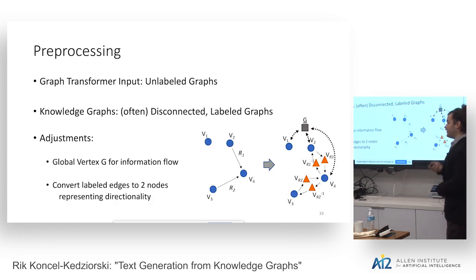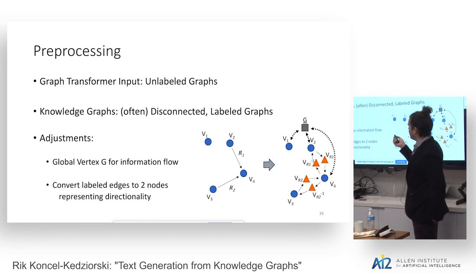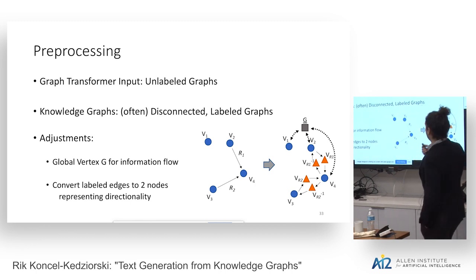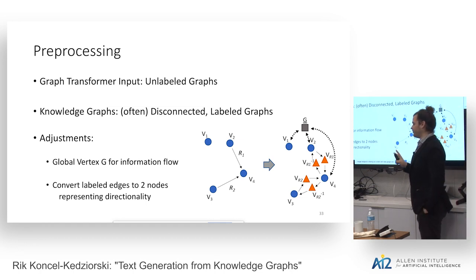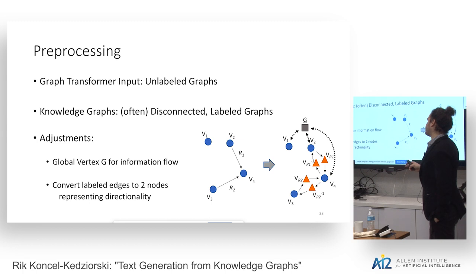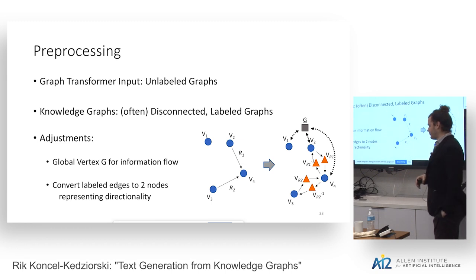The first thing is we have to get our graphs into here, right? So we need to pre-process our graphs. Now, like I said, the graph transformer takes unlabeled graphs, but our knowledge graphs are often disconnected and labeled. So how we're going to deal with that is we're going to do two modifications to the graph. First is, in order to connect the graph, and this is not a necessary step, but it's good for our task, we're going to add a global vertex G, which connects to all of the vertices and allows for information flow between all vertices in the graph.